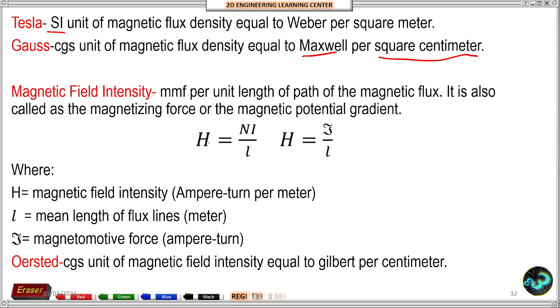So this is a formula, H is equal to NI, so ito yung formula for the magnetomotive force, divided by L. So kaya ito yung magiging equivalent niya. Your L is the mean length of flux in meter. So ang unit ng magnetic field intensity in SI is ampere turn per meter. Kapag CGS na, Gilbert per centimeter yung magiging unit, but the equivalent unit for that one is Oersted. So that is the CGS unit for magnetic field intensity.